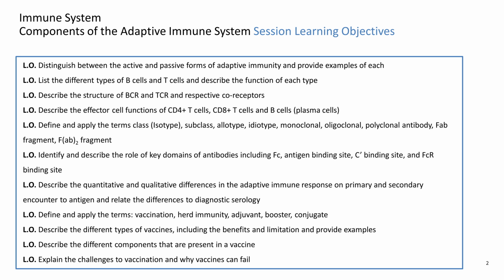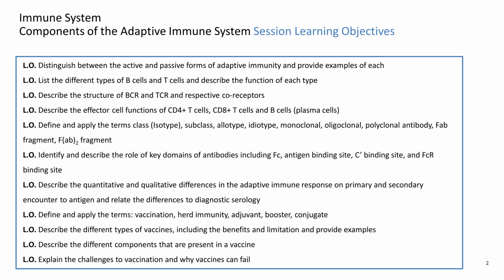Define and apply the class terms isotype, subtype, allotype, idiotype, monoclonal, oligoclonal, polyclonal antibodies, FAB fragments, and FAB2 fragments. Identify and describe the role of key domains of antibodies, including FC, antigen binding site, C prime binding site, and FCR binding site. Describe the quantitative and qualitative differences in adaptive immune primary responses and secondary responses when they encounter an antigen, and relate the differences to diagnostic serology.